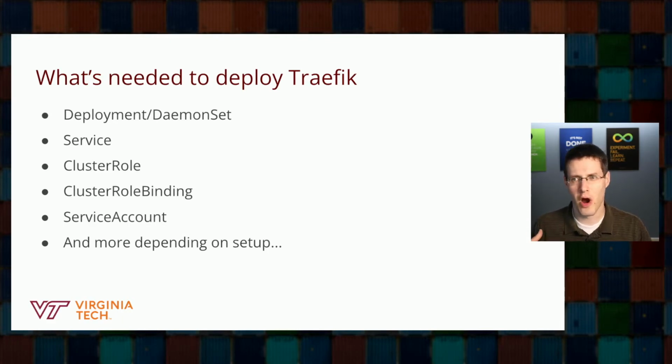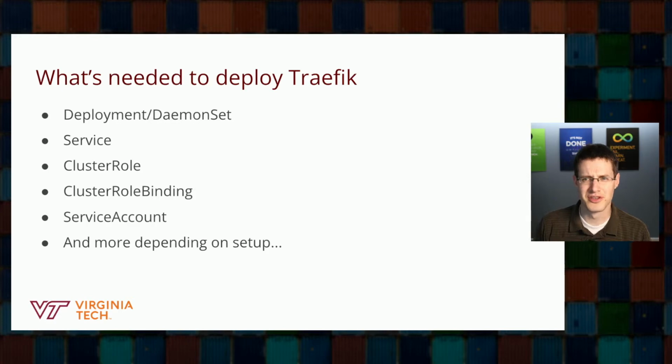And then there's a bunch of RBAC stuff, and we'll talk about RBAC a little bit more next week, which is role-based access control. In order for Traefik to watch the ingress objects, it needs permissions to be able to do so, and that's what the cluster role binding and the service account setup do. And then there's lots of other configuration depending on how you want to deploy Traefik.